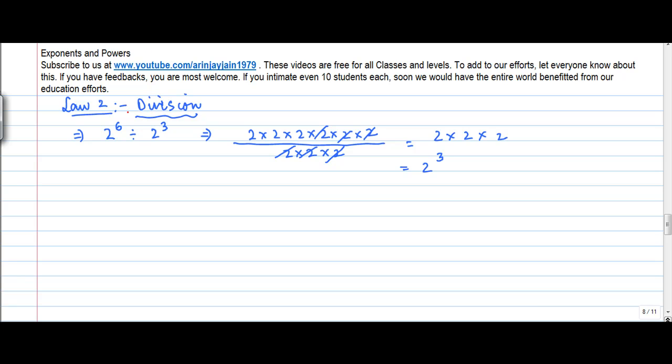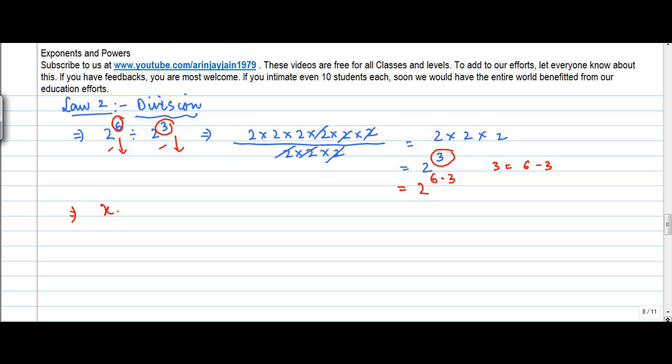But what do I note here? This 3 is equal to 6 minus 3, which is the power of the first and the second number. Or I can also write this as 2 to the power 6 minus 3, in the same order. First the numerator, then the denominator.